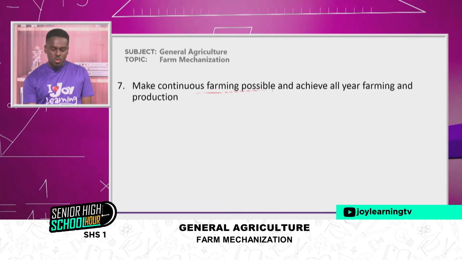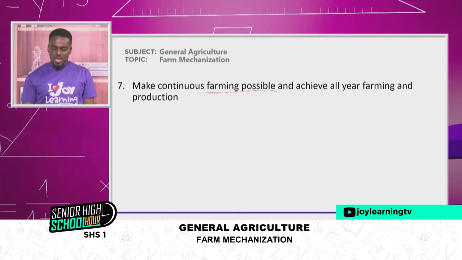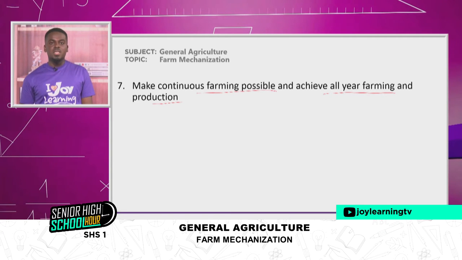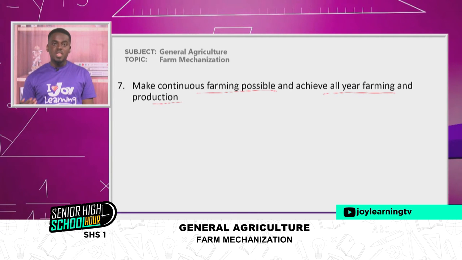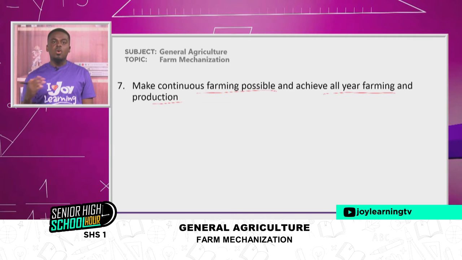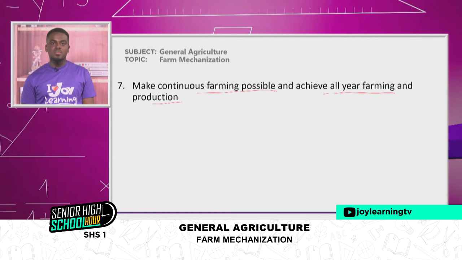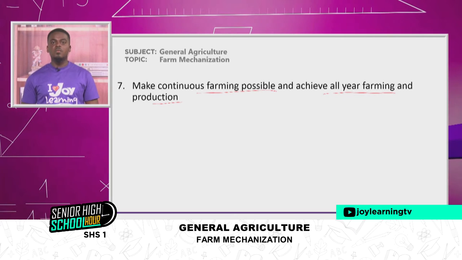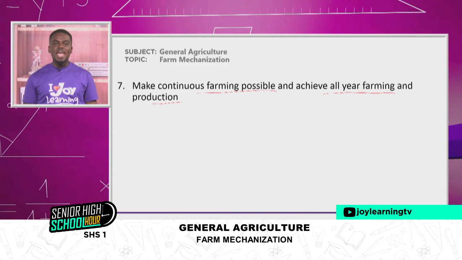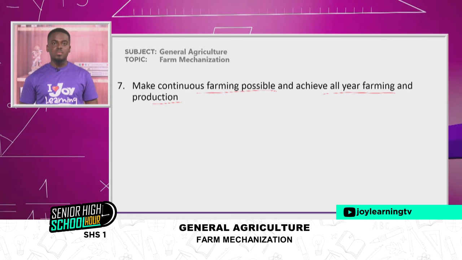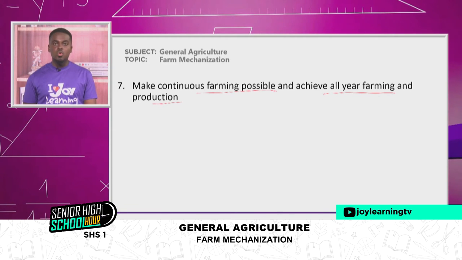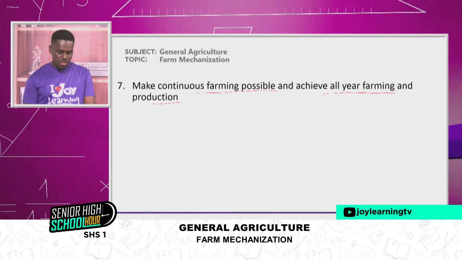It also makes continuous farming possible and achieves all year farming and production. So I mentioned earlier that through farm mechanization, you can set up irrigation systems that ensure the all year round availability of water. Our agriculture system is mostly rain fed. Through the adoption of machineries or irrigation systems, farm mechanization systems, such as irrigation, you are able to cultivate crops all year round. So whether it is raining or not, you've put in place mechanisms that will allow you to continue to produce crops to feed the nation.